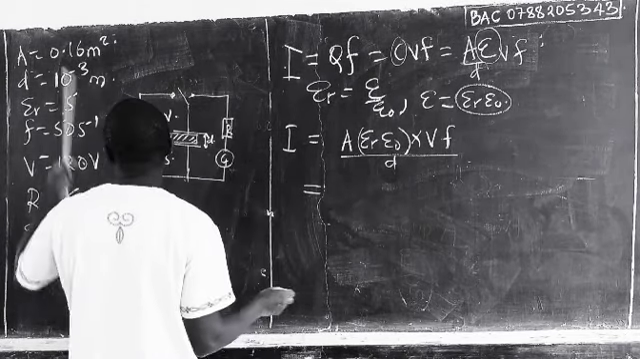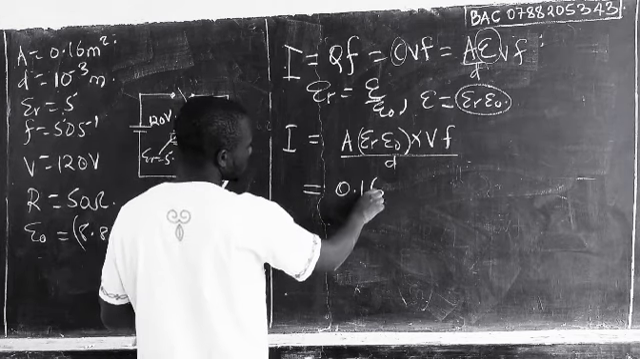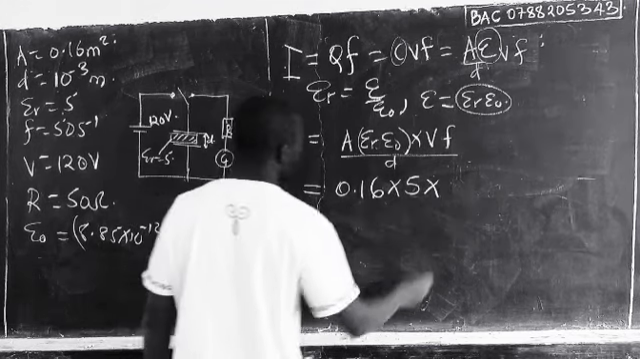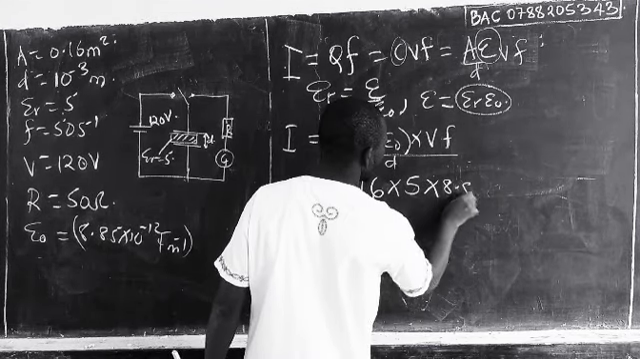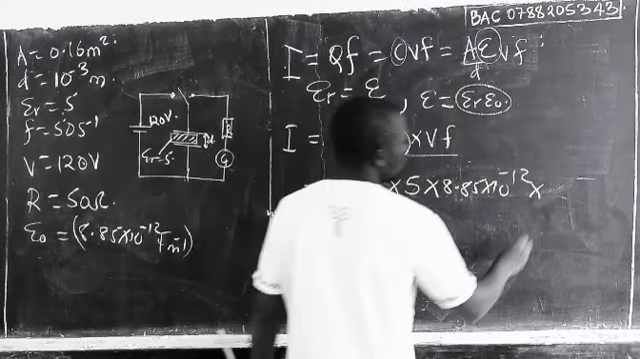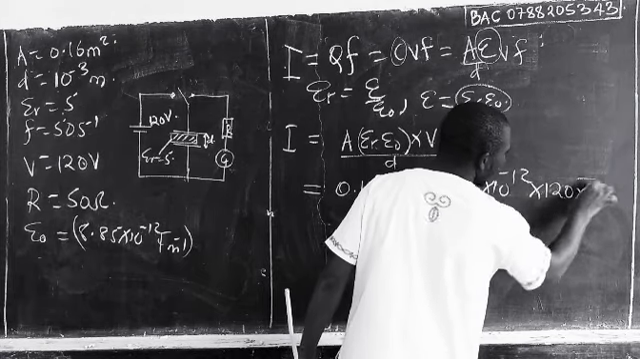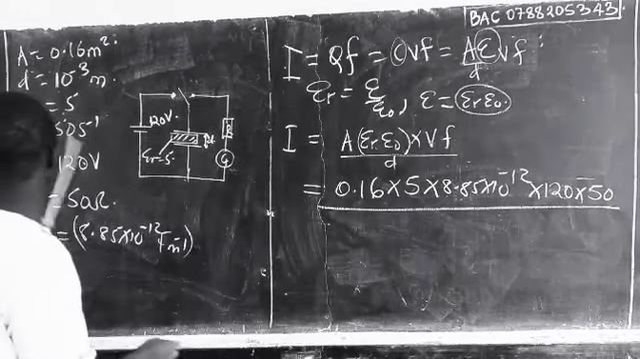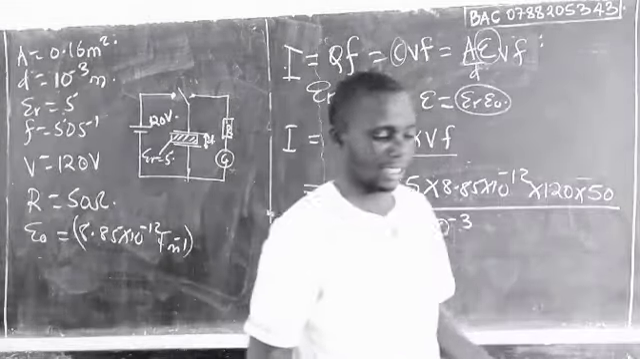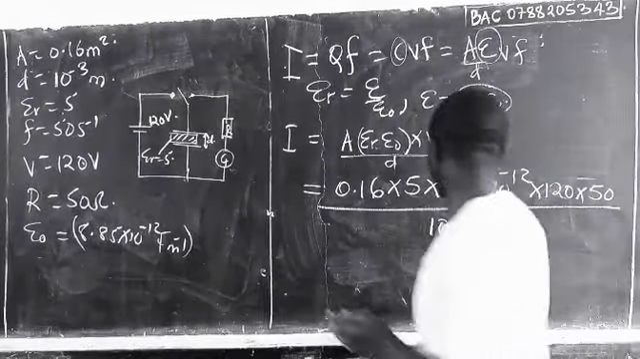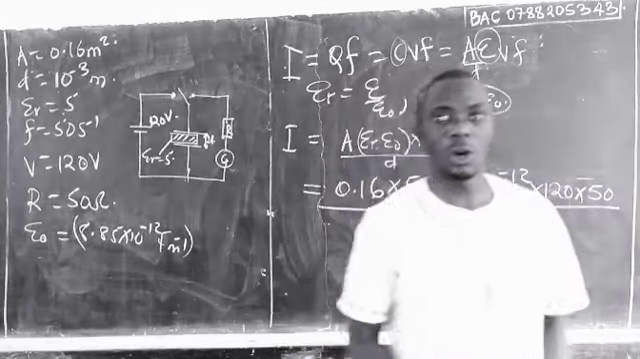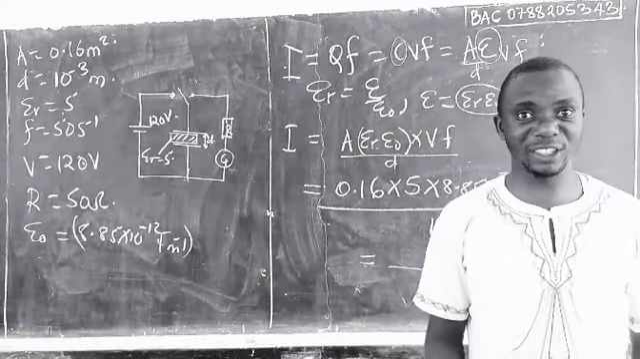So this becomes A 0.16, epsilon r 5, epsilon naught 8.85 exponent negative 12, and V 120, F 50, then separation D 10 exponent negative 3. So when you substitute there, what does your calculator give you? In amperes. Please give us the value.